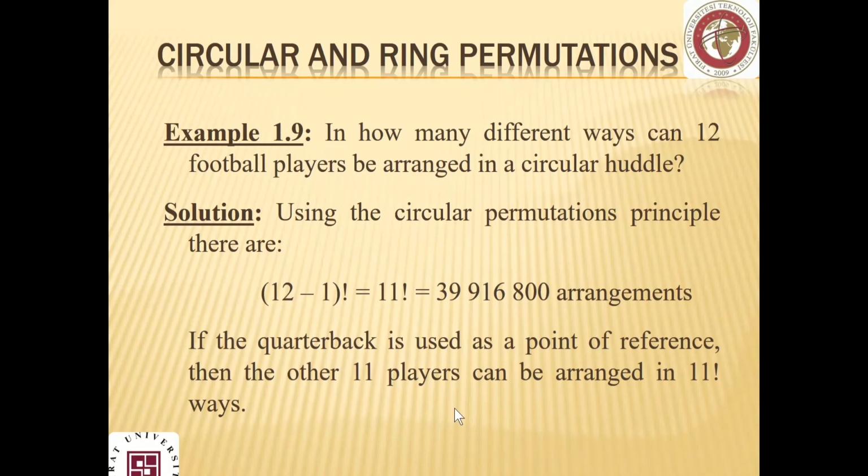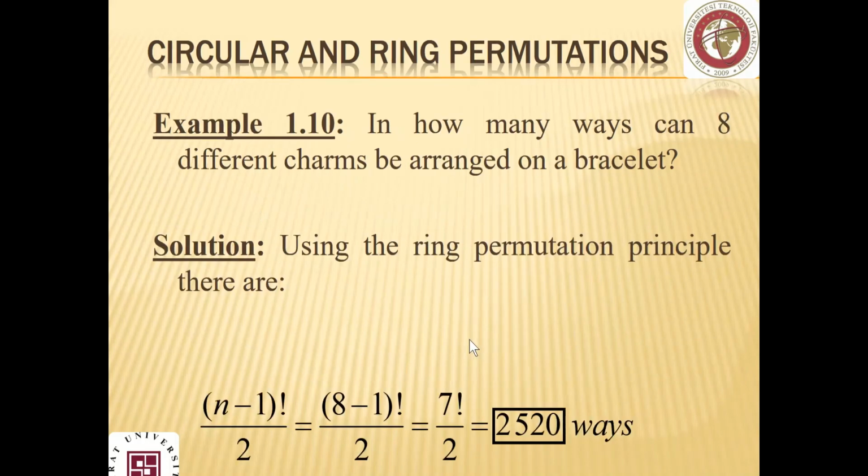Okay, and now let's just take a straightforward example. How many different ways can 12 football players be arranged in a circular huddle? Circular huddle or table is the same, so we don't have a reference. Okay, if we don't have a reference, then it is a circular permutation. 12 minus 1, that's 11 factorial, that's it. Or if you like, 12 factorial divided by 12, and that's it. That's the answer.